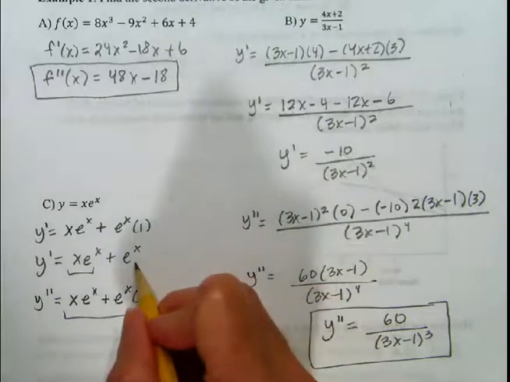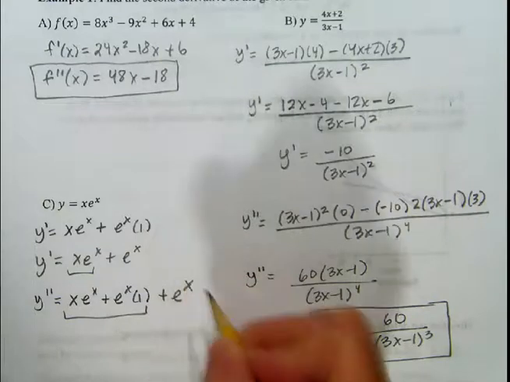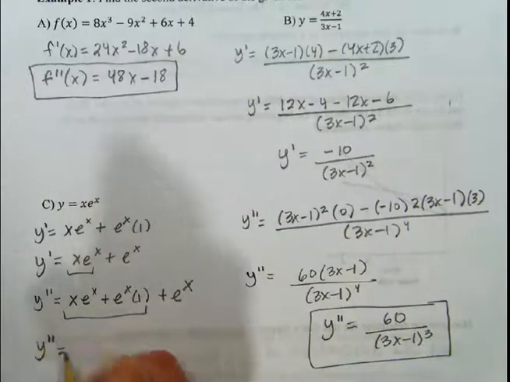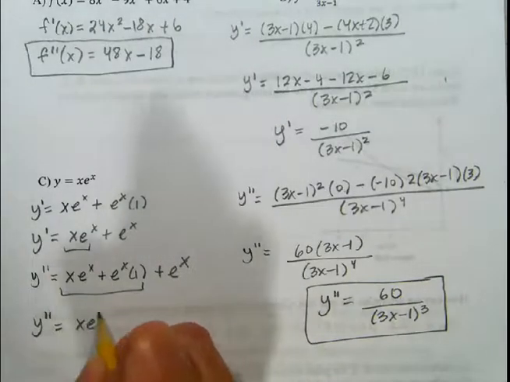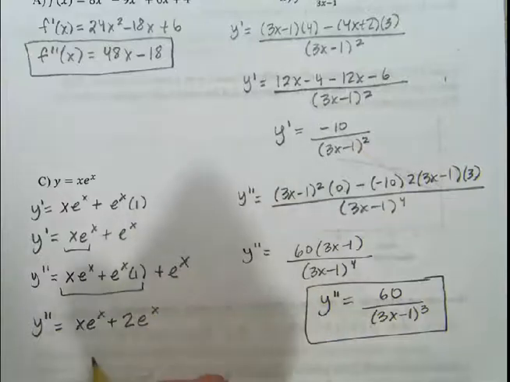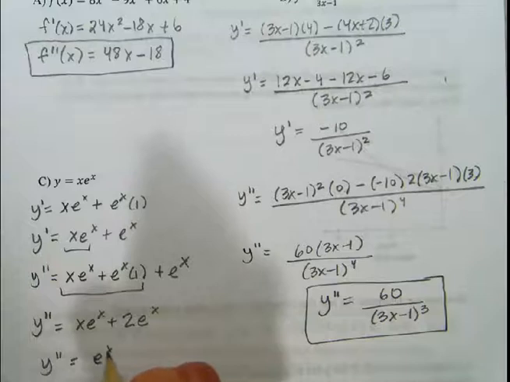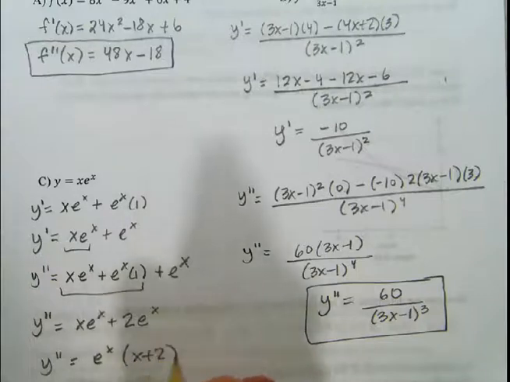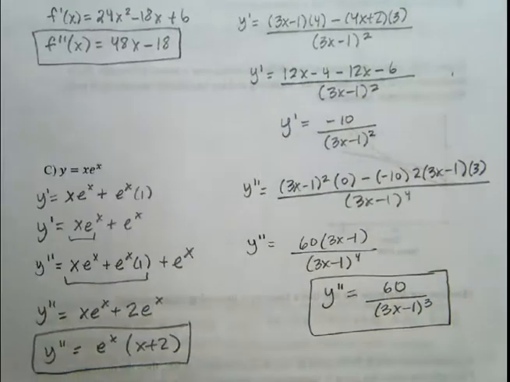And then just that, because the derivative of e to the x is e to the x. So that means we have x e to the x plus 2 e to the x. And you can leave it like that. Sometimes you see it where you factor out the GCF. Sometimes you see it like this. Either way would be fine with me.